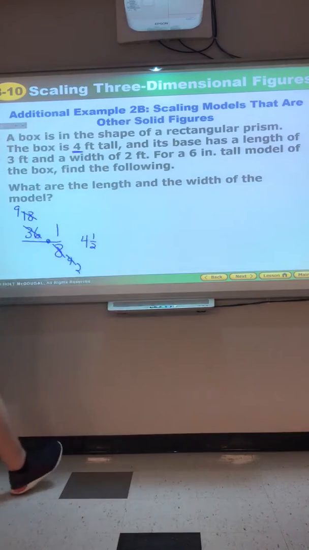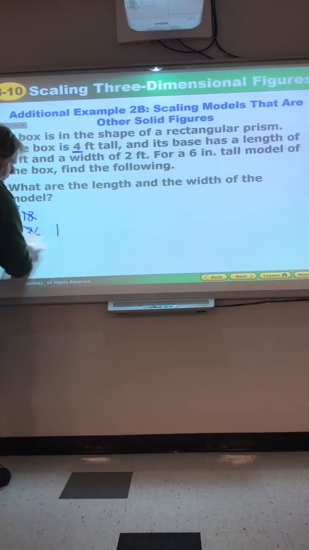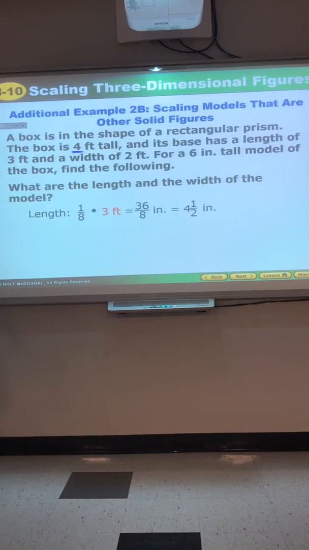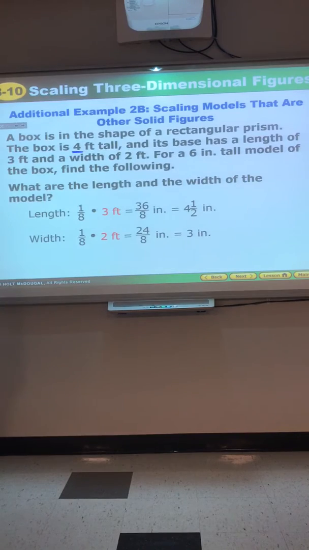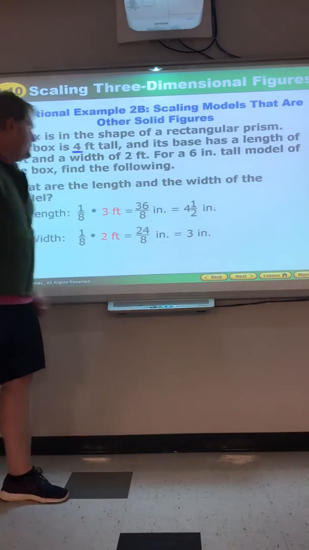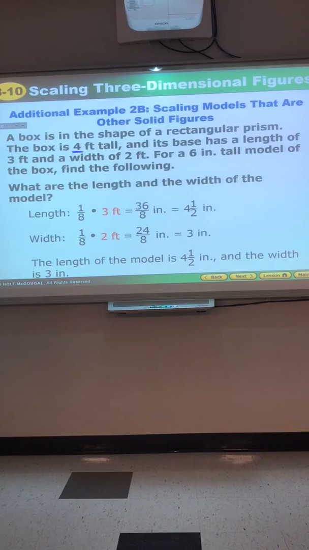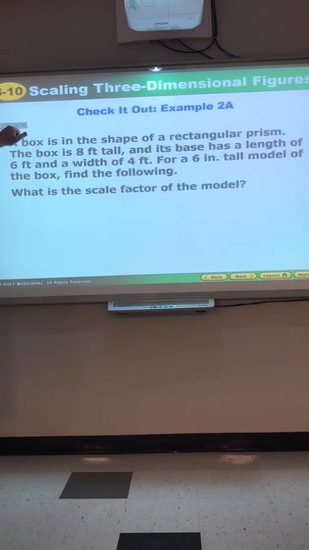Let's see if we're right. All right. 3 feet would be 36 over 8. It is 4.5. They took 36 times 1/8, or 36 divided by 8. And they got the answer. And they wanted to do it for the length, so they took 2, which was 24, and they divided it by 8, or multiplied by 1/8. They got 3 inches. Very well done. All right, and we go. Remember, stop, pause, look at any of these as long as you need.